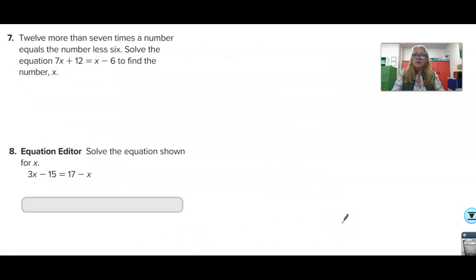All right, so now we get into a little bit more word problems, but this is kind of a pretend word problem. It's not a real word problem. 12 more than 7 times a number equals the number less 6. Solve the equation to find the number x. They wrote the equation for you, so it's not much of a challenge here.